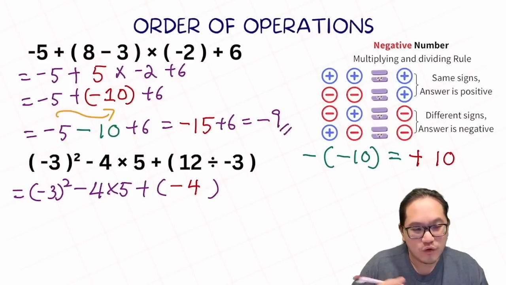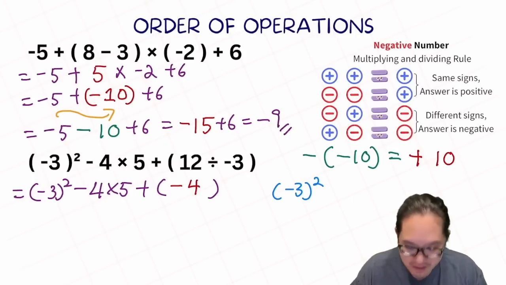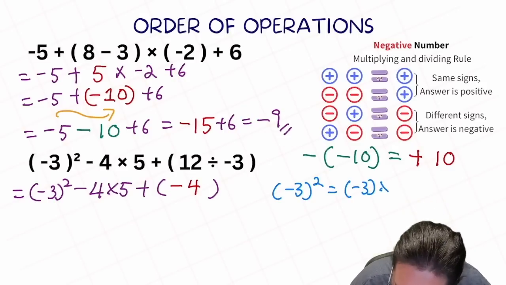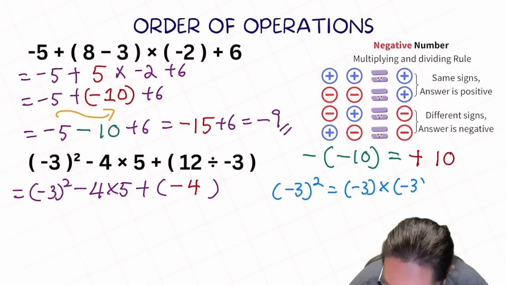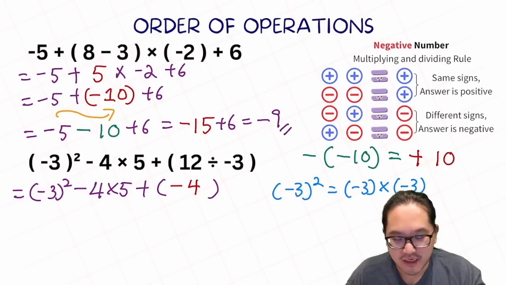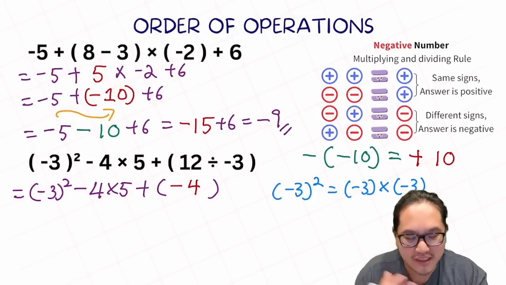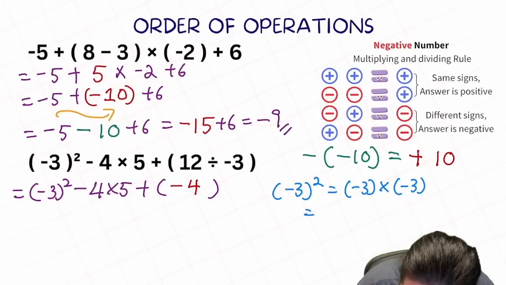So next, we have exponent, right? So we got a -3 squared. What does that mean? Anything with an exponent is just the number multiplied by itself how many times? In this case, twice, square. So we have -3 multiplied by -3. So first, we do 3 times 3, right? 3 times 3 is equal to 9.